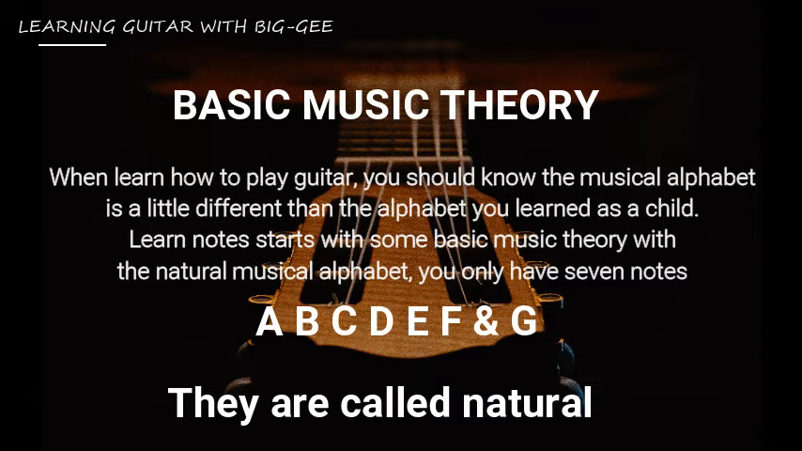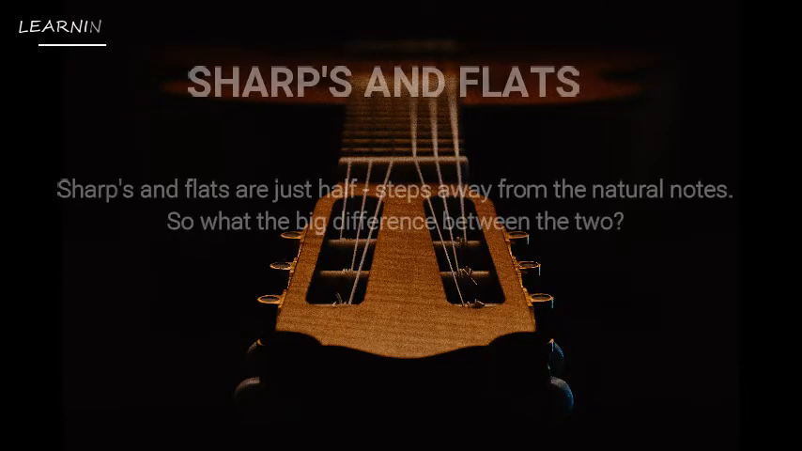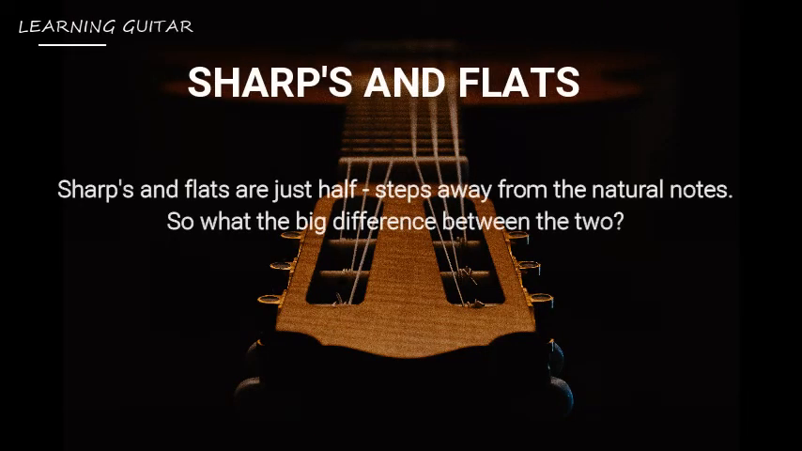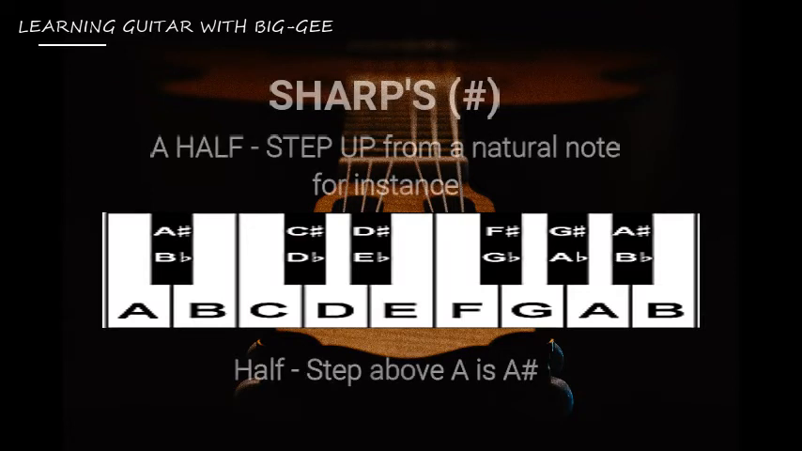All the sharps and flats occur between these notes. Once you know these, learning sharps and flats is as simple as moving up or down. A, B, C, D, E, F, G. Sharps and flats. Sharps and flats are just half steps away from the natural notes. So what's the big difference between the two? It's all in how you move. Every half step or fret changes the note. Sharps are a half step up from a natural note. For instance, a half step above A is A sharp.